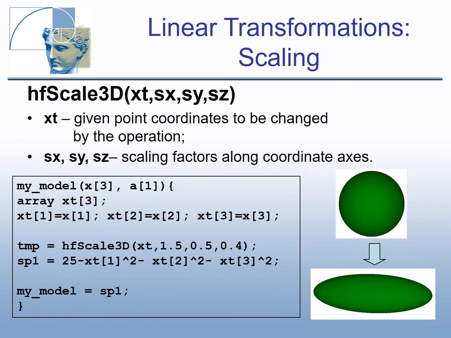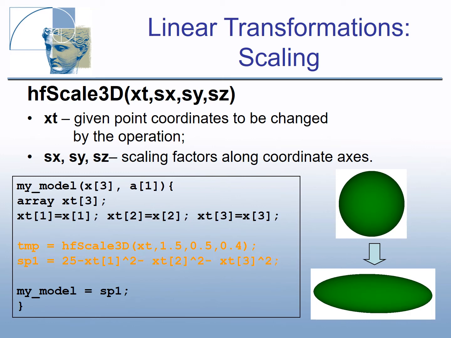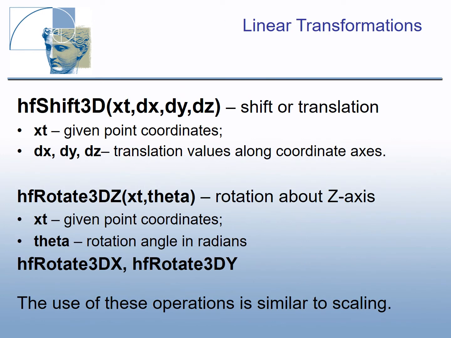This line is used to change the array xt by scaling operation. Note that in the next line, the array xt is used explicitly in the equation of the sphere. The resulting ellipsoid as the scale sphere is shown in the left bottom corner. There are also shift and rotation operations. The use of these operations is similar to scaling.